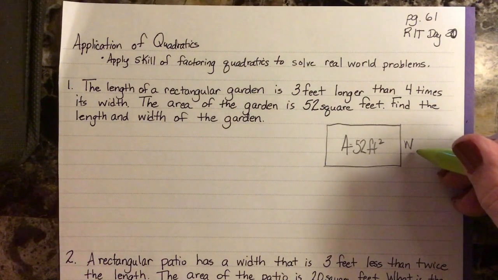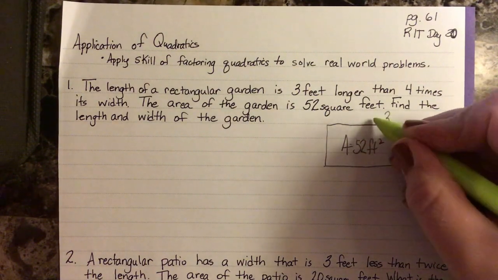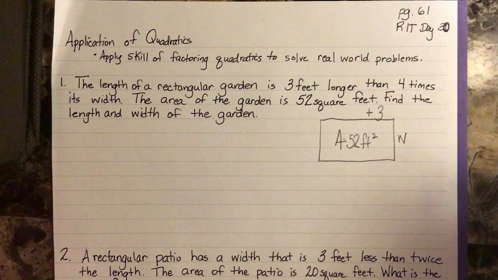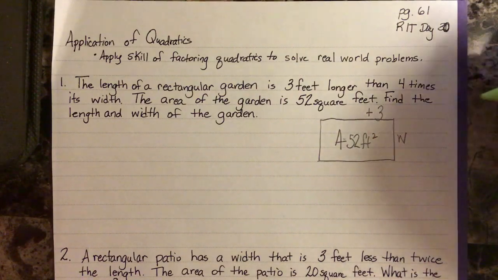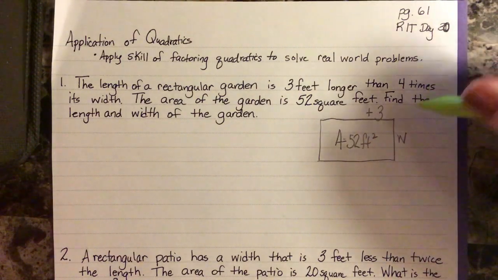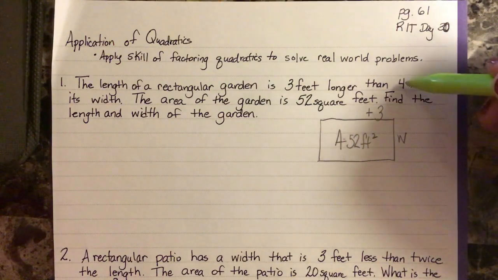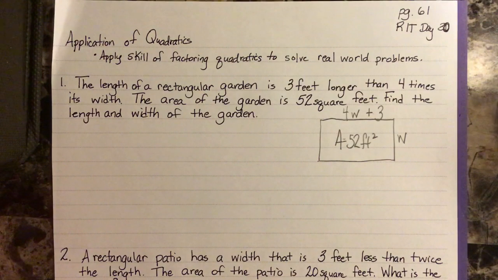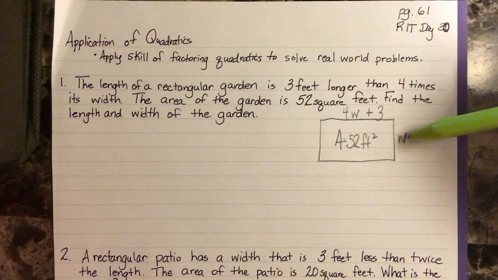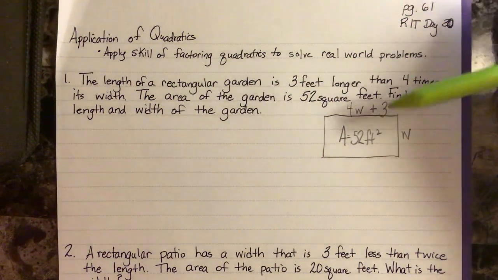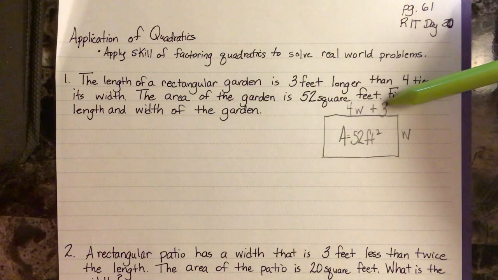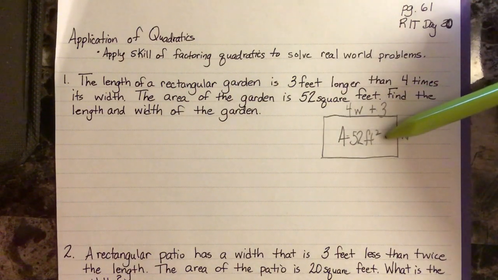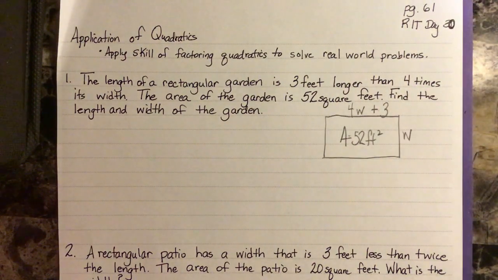I do know the length is 3 feet longer than, so you're going to add 3 feet to whatever the width is multiplied by 4. 3 feet longer than 4 times the width. So I know I have a W for the width, I have a 4W plus 3 for the length, and I know the area is 52 feet squared.